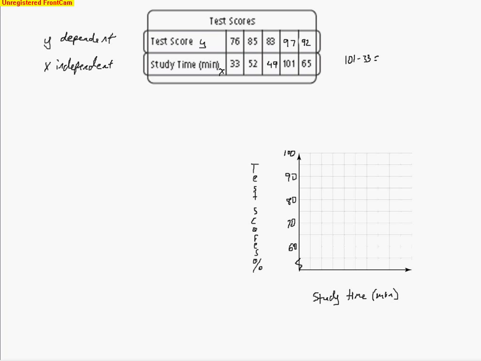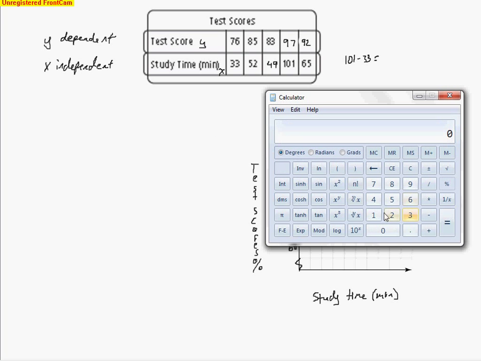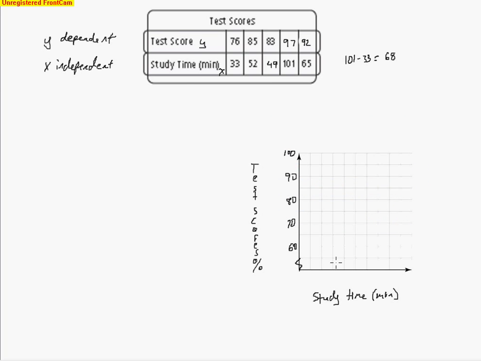And then we'll end up doing a division problem as well. So let's go ahead and subtract those, so we'll just do 101 minus 33, and we get 68. And so from there I can count how many spaces I have. So it looks as though I have 10 spaces. So if I divide by 10, they give me about 6.8 spaces.